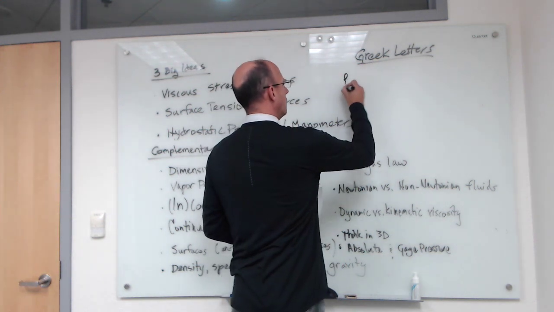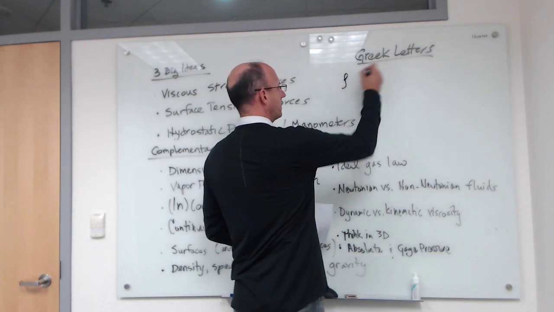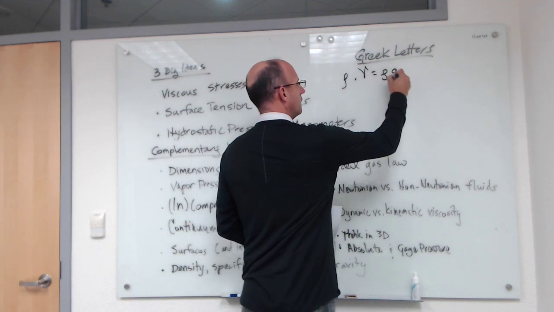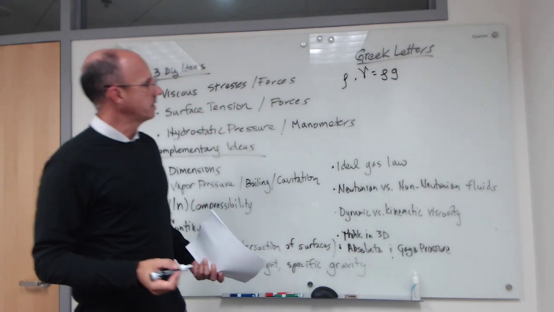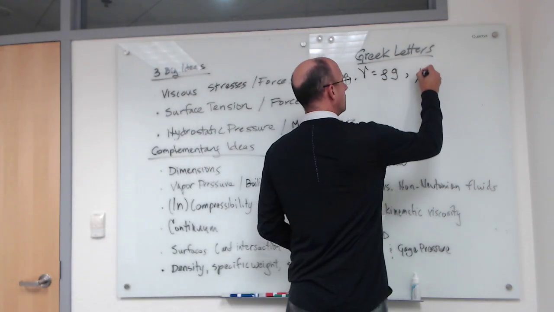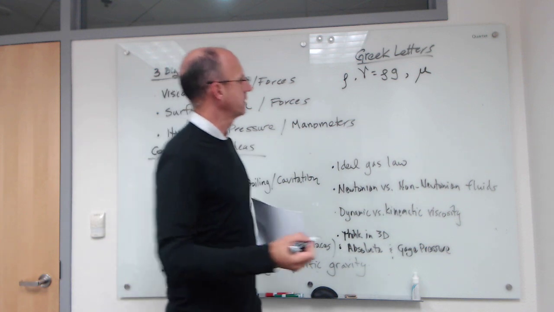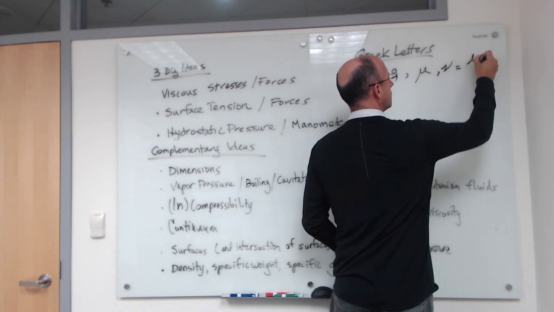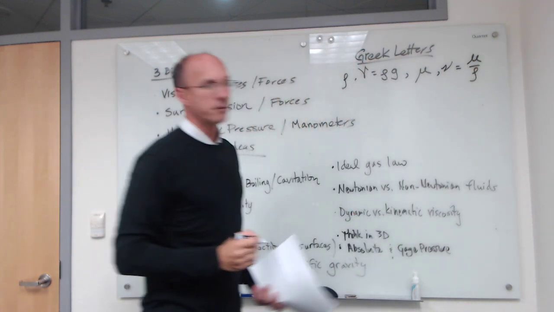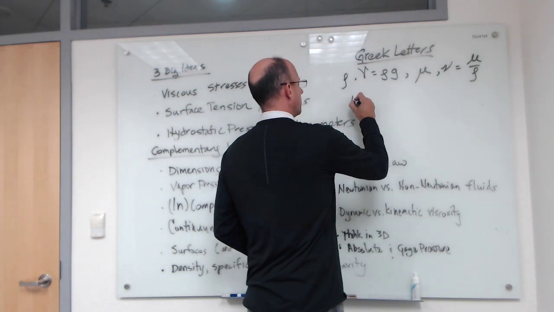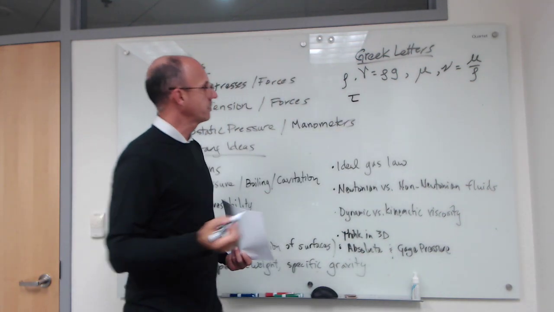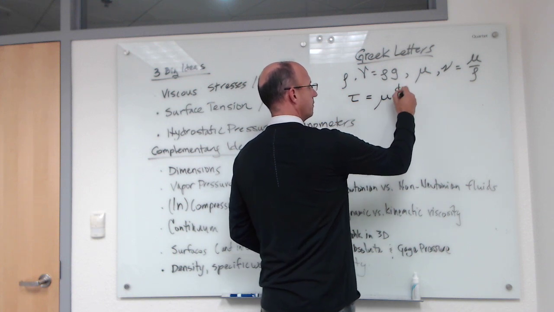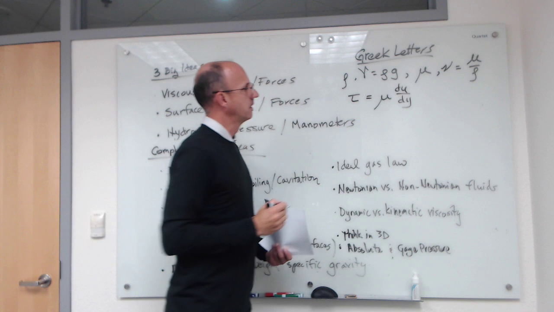So we have rho, which is the fluid density. We have gamma, which is equal to rho times g, and that's the specific weight. We have mu, which is the dynamic viscosity. We have nu, which is the dynamic viscosity divided by the fluid density. We've got tau representing shear stress, which can be modeled with Newton's law for viscous fluid as mu du dy.